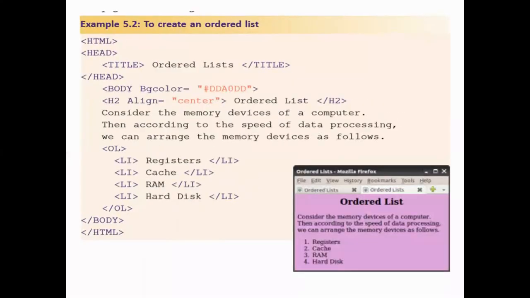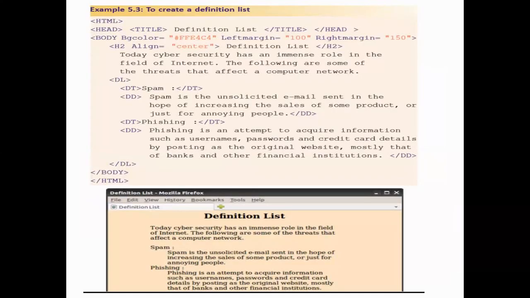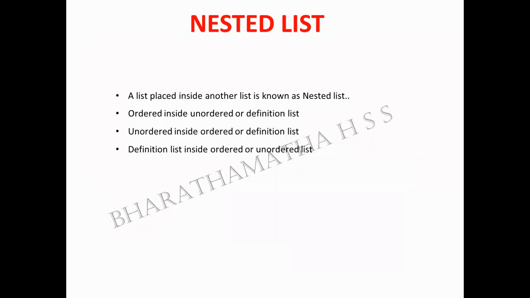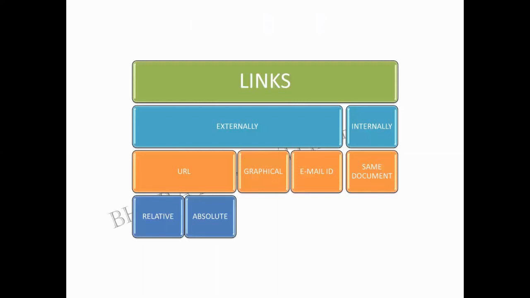Then we went on to see an example about how to create the list. Nested list means a list placed inside another list is known as your nested list. You can nest any kind of list inside each other. The next thing we saw was links.